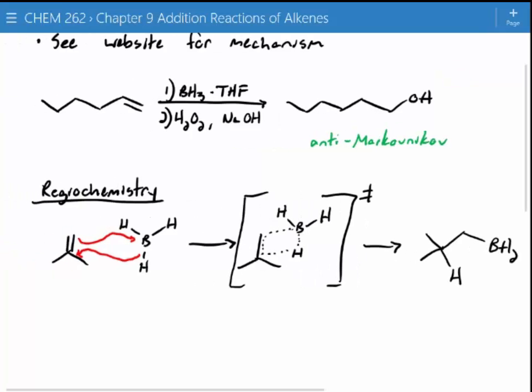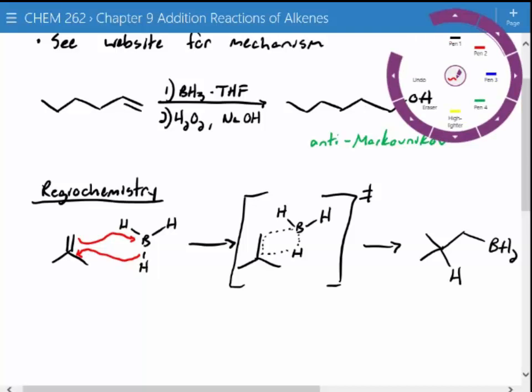So the question is, why doesn't this boron flip around and add to the more substituted side? What do you guys think? We're essentially trying to fit these two pieces together in a very particular way. Boron's a lot bigger than hydrogen, right? So if boron has the choice of approaching from the less sterically hindered side, it will always choose that. It won't try to approach from the more hindered side. So in this case, the boron will always add to the less substituted side due to the steric interactions here.